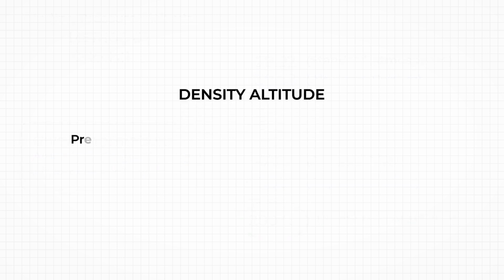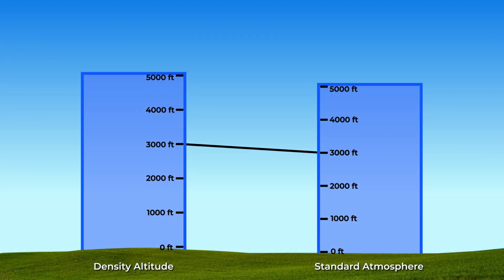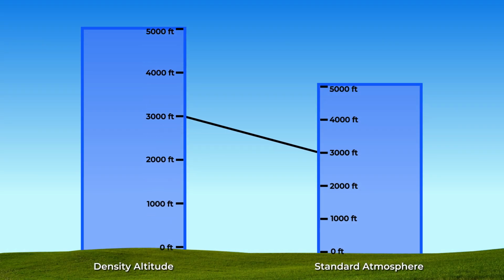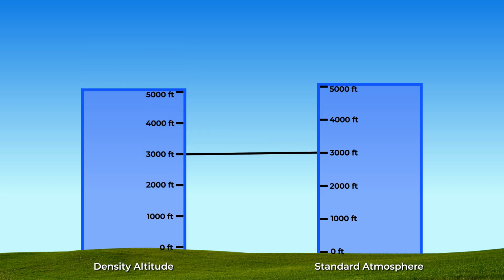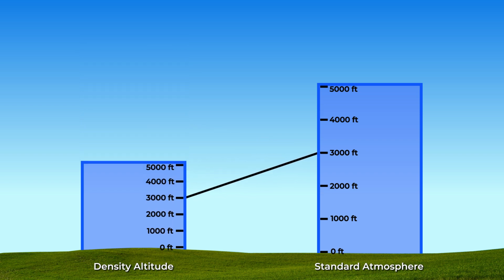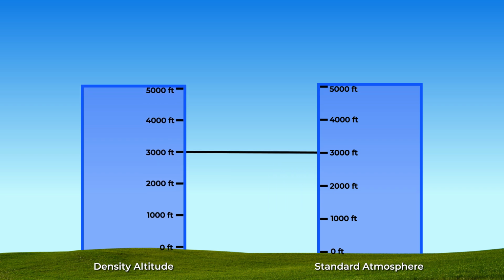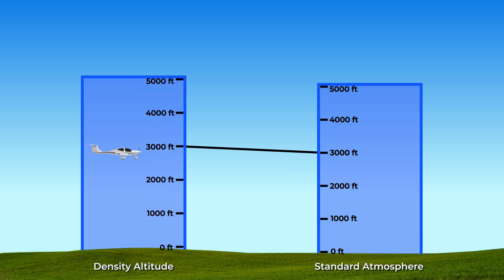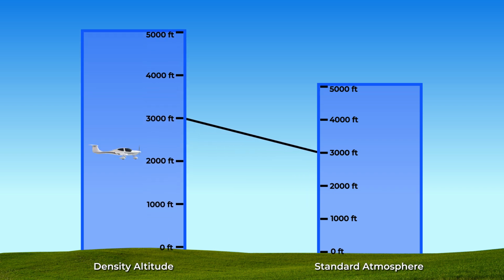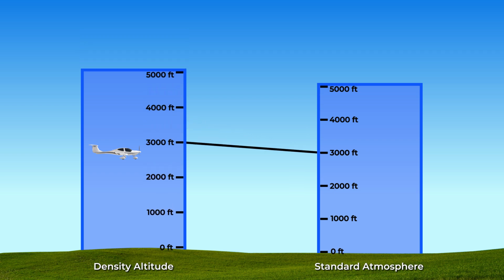Density altitude is pressure altitude corrected for non-standard temperature. This altitude is, in basic terms, the altitude at which the current air density matches the standard atmosphere's density for that altitude. In other words, it's the altitude that the airplane thinks it's flying at based on the density of the surrounding air mass.